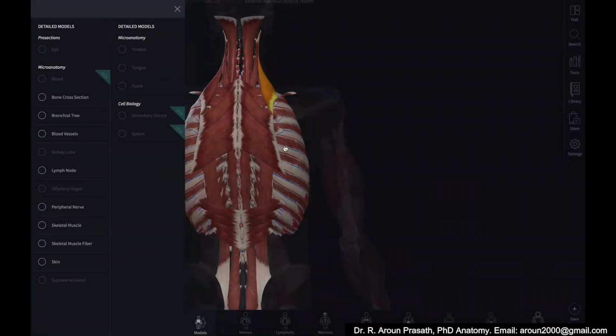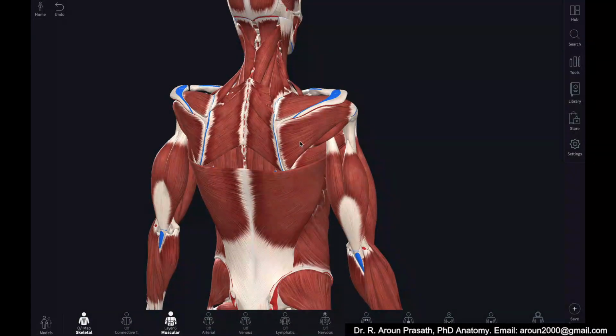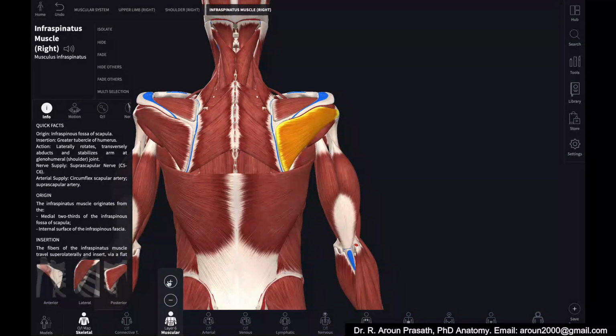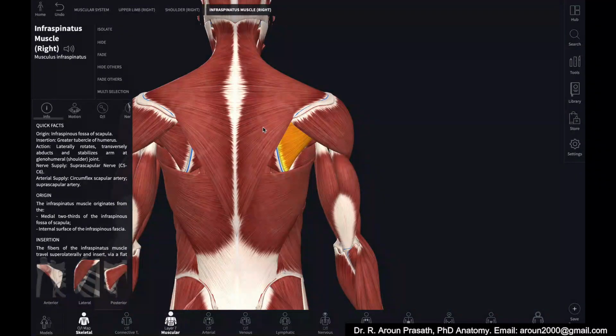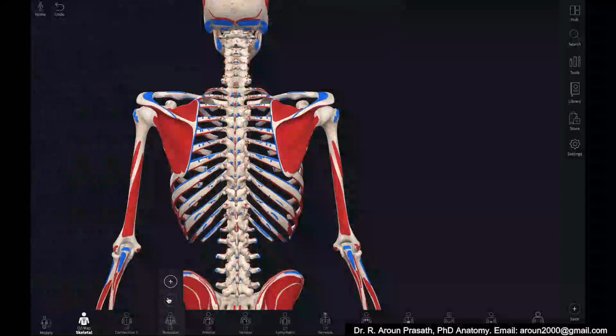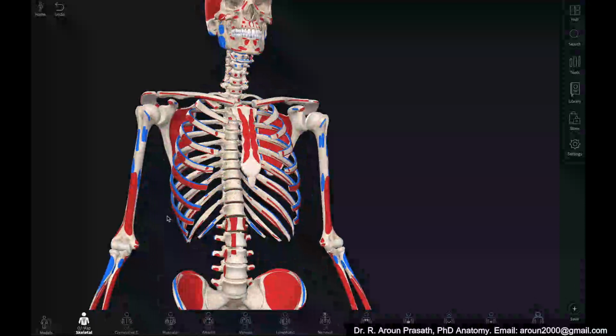Coming here, these are some of the muscles that are attached. If you look at the trapezius muscle, it originates from the inferior nuchal line and inserts on the scapular border here, the spine of the scapula. So these are some of the muscles you should know about in the scapula.